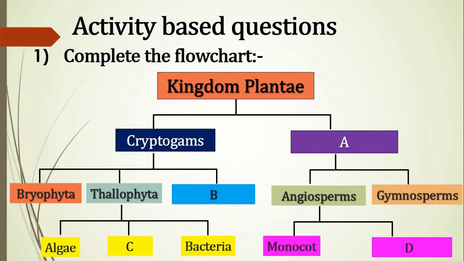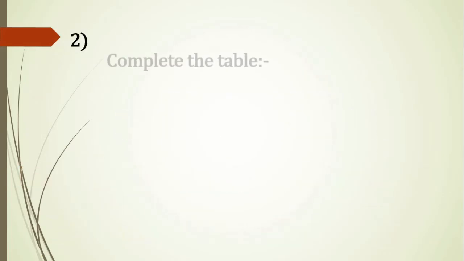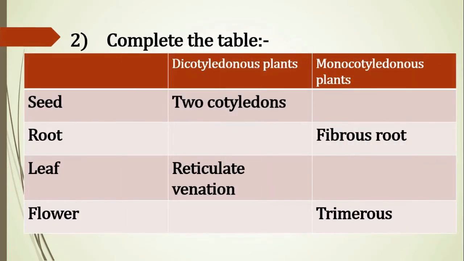Phanerogams is further classified into angiosperms and gymnosperms. Angiosperms is further classified into monocot and dicot. So in place of D, you will write dicot. Okay, in this way you have to fill the chart. Let us see one more question.